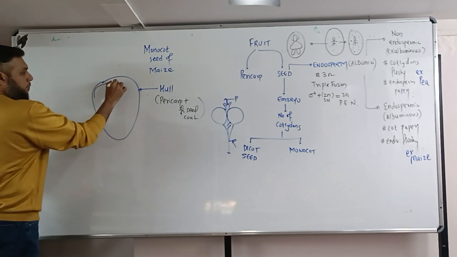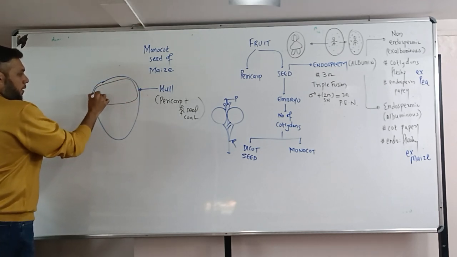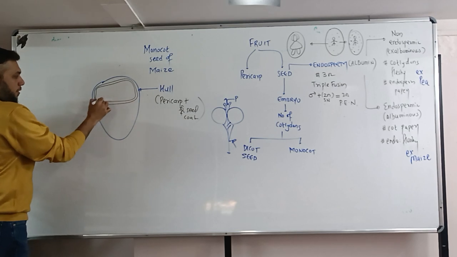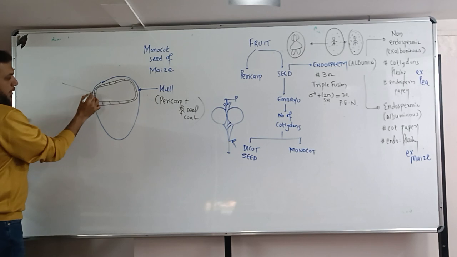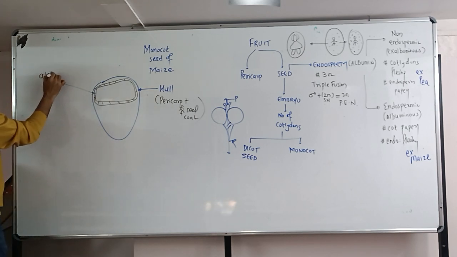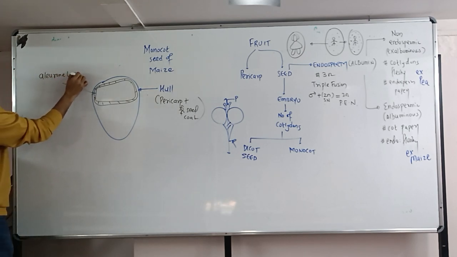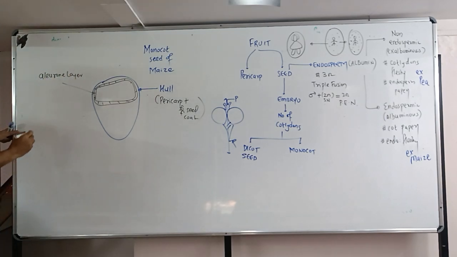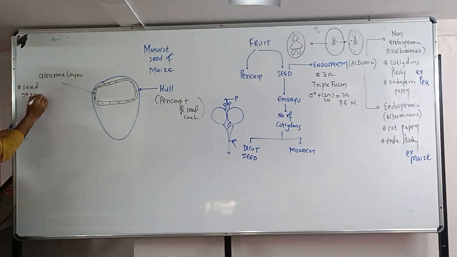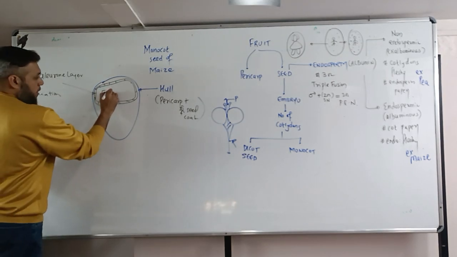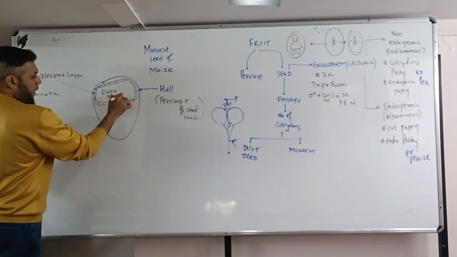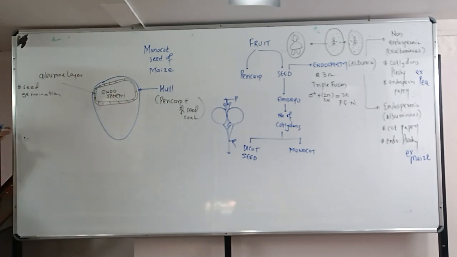And here, there is a proteinaceous layer. Cells having a lot of proteins there, which is called aleurone layer. And this aleurone layer helps in the process of seed germination by releasing certain enzymes like alpha amylase. Plant growth mein padhenge aap log. And inside, you will see the presence of the starchy endosperm.